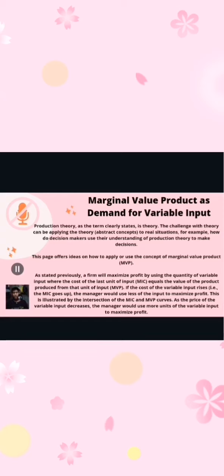Marginal value product as demand for variable input. Production theory, as the term clearly states, is theory. The challenge with theory can be applying the theory as an abstract concept to a real situation. For example, how do decision makers use the understanding of production theory to make decisions? This page offers ideas on how to apply or use the concept of marginal value product, or MVP.